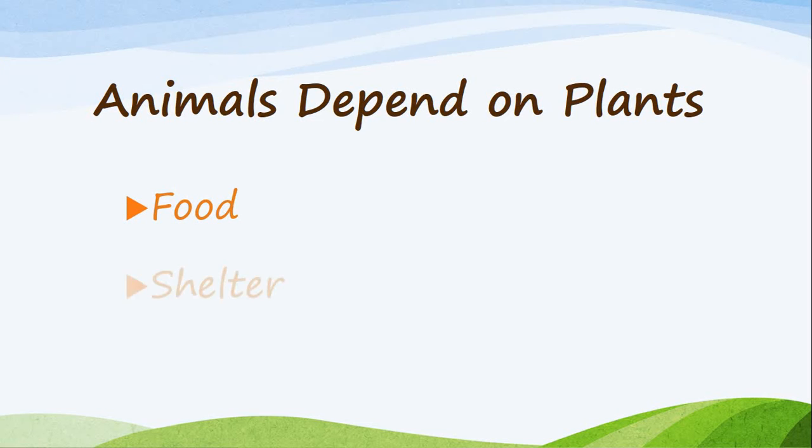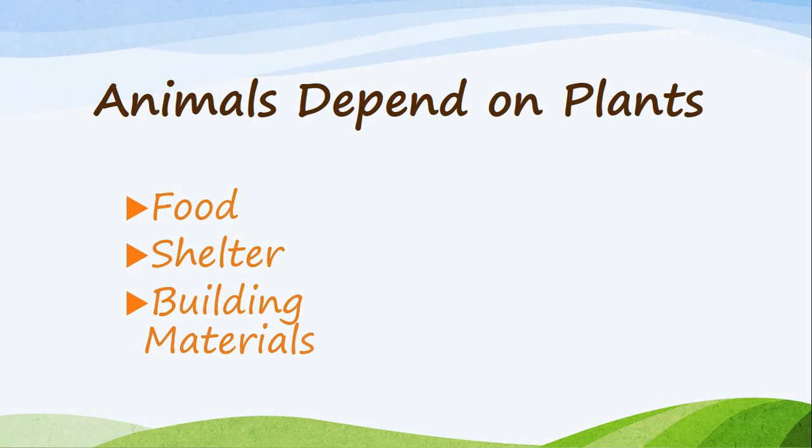Plants give shelter to animals both from weather and from predators. They provide building materials like leaves and twigs for making nests. Plants give oxygen to animals to breathe. They also help animals to get water through rainfall. Animals may not be able to survive without plants because they need plants in so many ways.